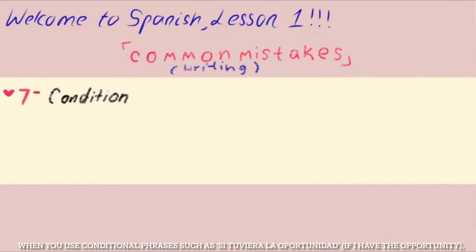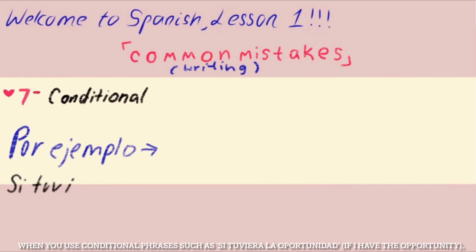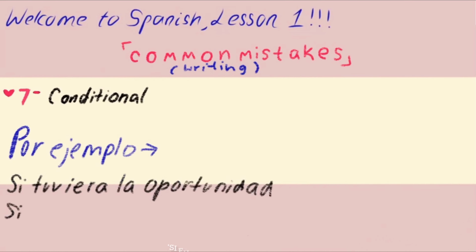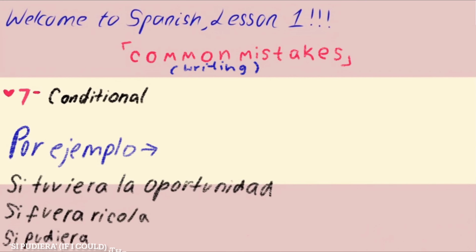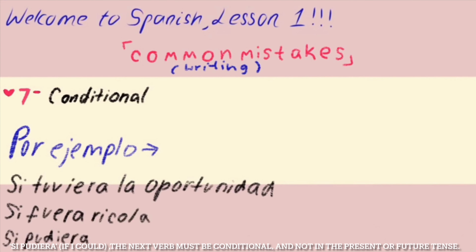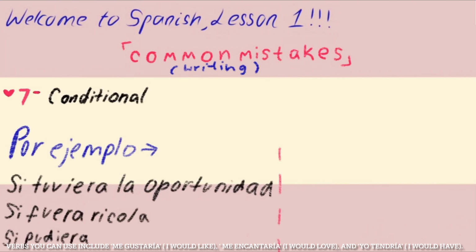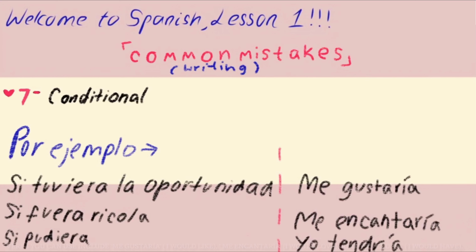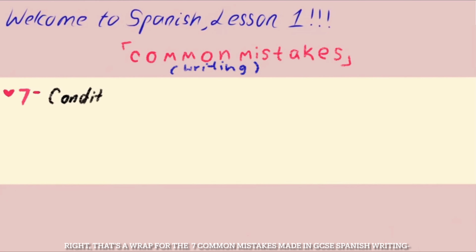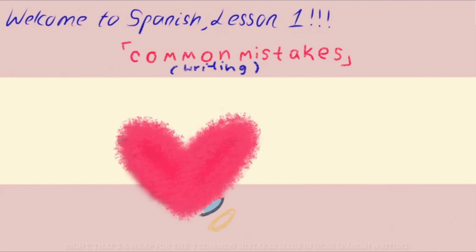When you use conditional phrases such as si tuviera la oportunidad, if I had the opportunity, si fuera rico, or si fuera rica, if I was rich, and si pudiera, if I could, the next verb must be conditional, not in the present or future tense. Verbs you can use include me gustaría, I would like, me encantaría, I would love, and yo tendría, I would have. That's a wrap for the 7 common mistakes made in GCSE Spanish writing.